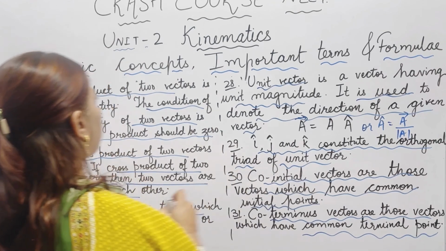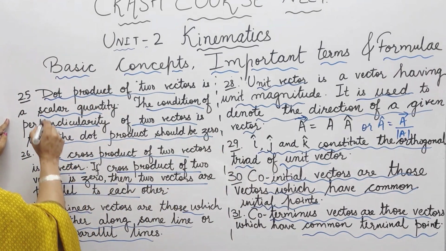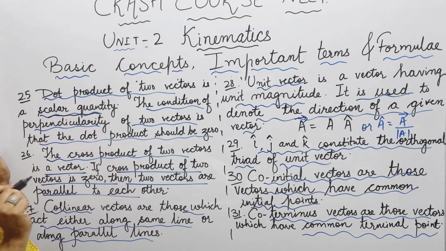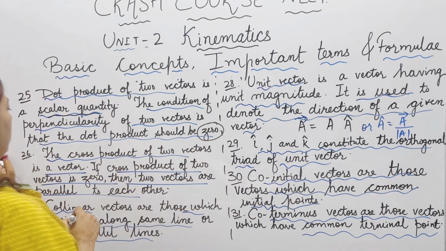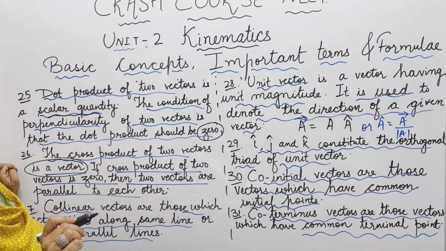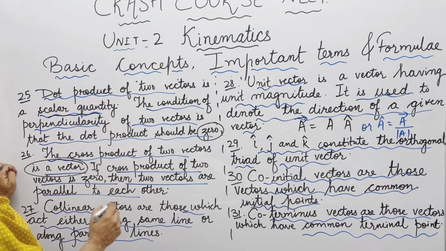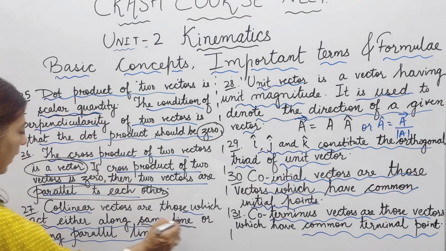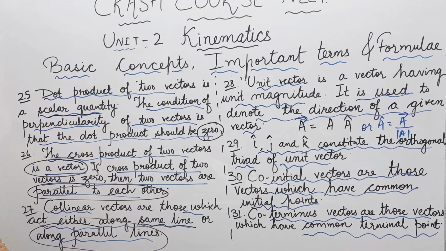The next point is that the dot product of two vectors is always a scalar quantity, and the condition for perpendicularity of two vectors is that the dot product should be 0. In the case of cross product, the product is always a vector quantity, and if the cross product of two vectors is 0, it means they are parallel. So this is the property of parallel vectors: cross product 0. Property of dot product: the vectors are perpendicular if the dot product is 0. Collinear vectors are those which are acting either along the same line or lying along parallel lines.